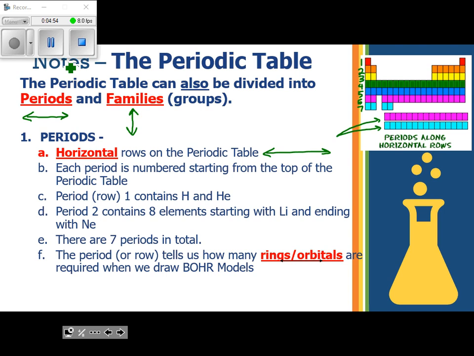Lots of students want to forget that row 1, that period 1, has hydrogen and helium in it. And again, when we drew our Bohr models, we talked about the periods, or rows. That tells us how many rings or orbitals are required when we're drawing our Bohr models.